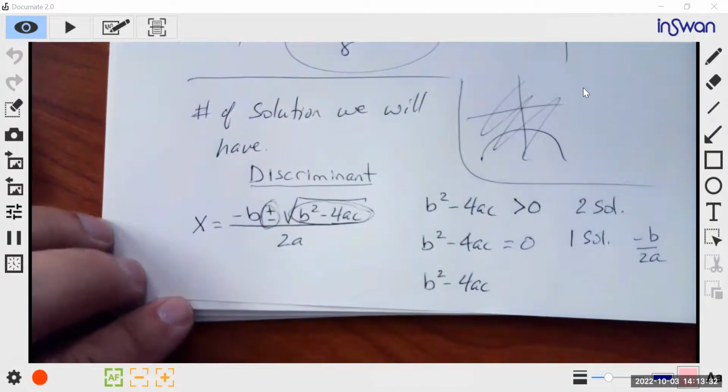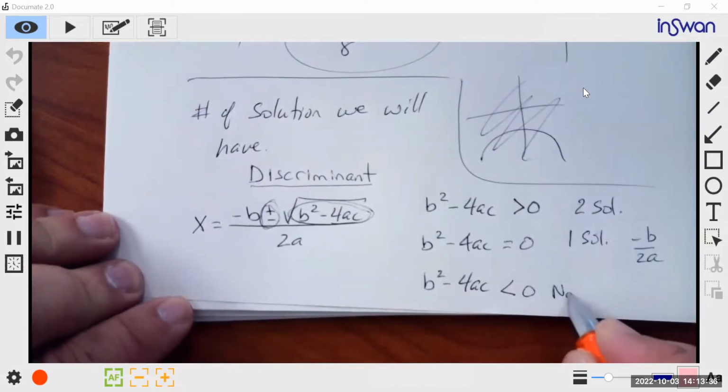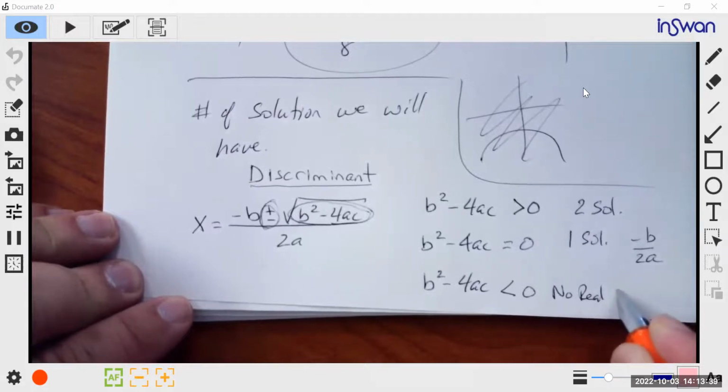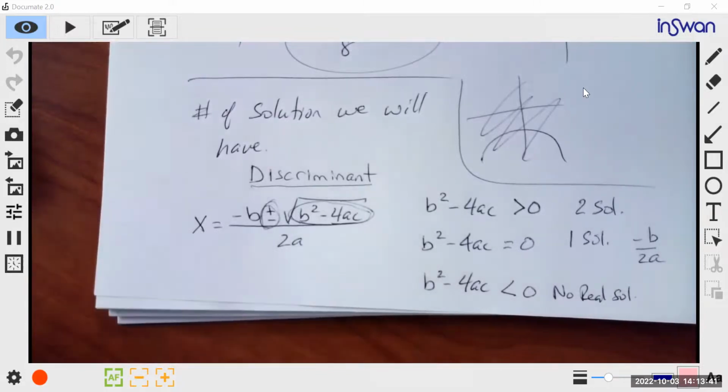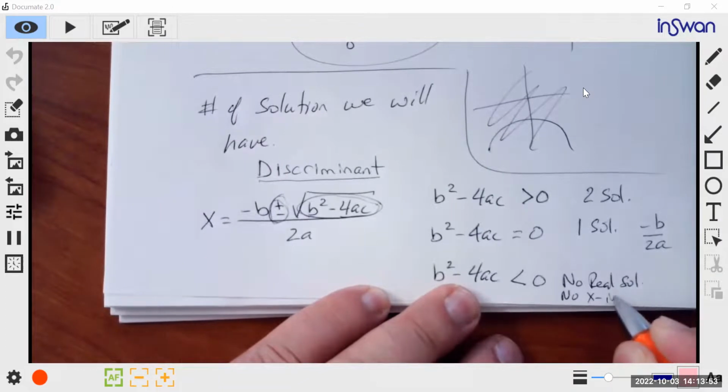If it's less than 0, we're going to have no real solutions. No real numbers, which means it's not going to cross the x-axis. So no real numbers, no x-intercepts.